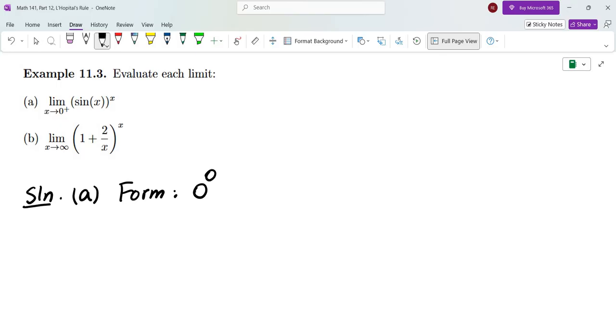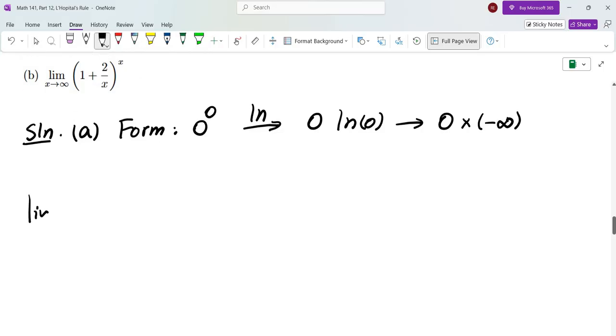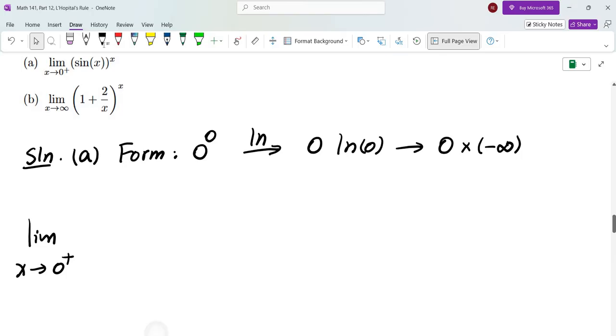Because it is exponential, we are going to take natural log so that it becomes 0 times natural log of 0, so that it is 0 times negative infinity. So we are going to take natural log, turn it into a product, and then use L'Hopital's rule by putting one of them at the bottom. So we are going to evaluate the limit as x approaches 0 from the right of natural log of sine of x to the power of x.